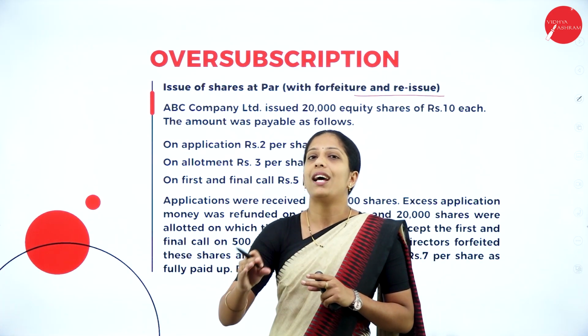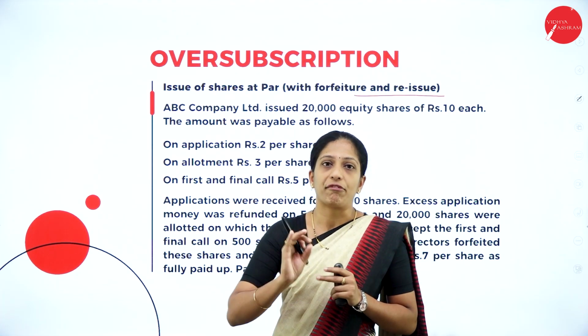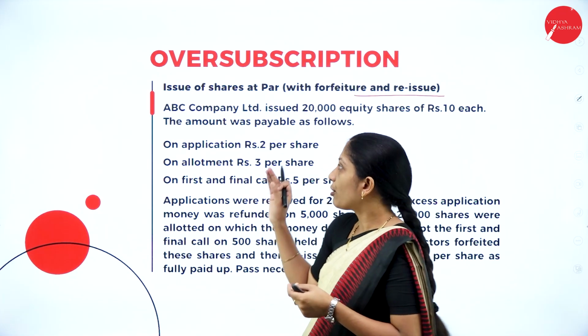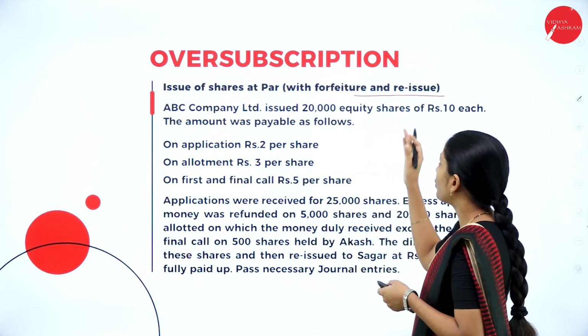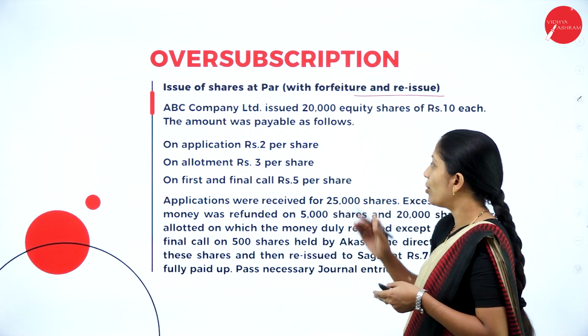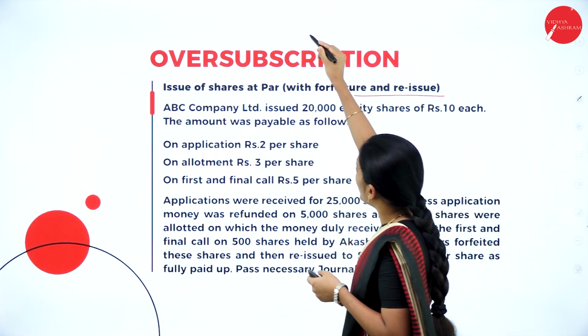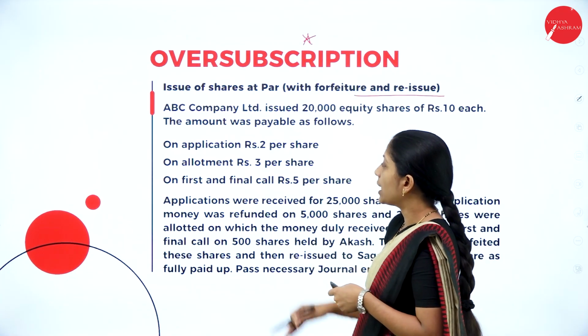Normally all your other journal entries are the same, except for a few journal entries where you have to make changes, because of oversubscription. Now go through the question here. Issue of shares at par with forfeiture and reissue. So we have forfeiture as well as reissue, and the shares are issued at par. But the extra thing we have is oversubscription. So go through the question here.